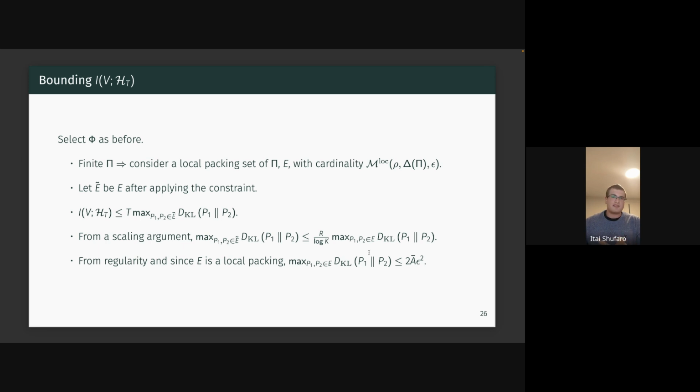And our final step is by regularity, and since E is a local packing, we can upper bound the maximal KL divergence in this set by 2 times A bar, which is our constant from our previous assumption, times epsilon squared, since epsilon squared upper bounds the norm rho between any two decisions in our local packing set.